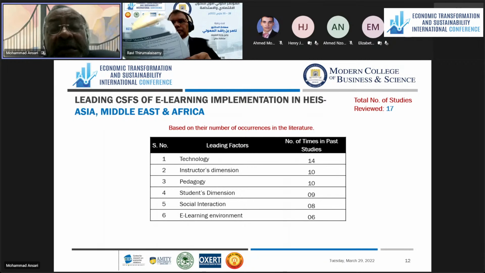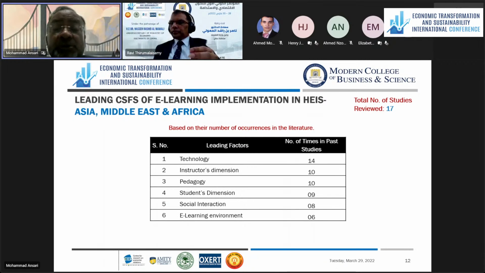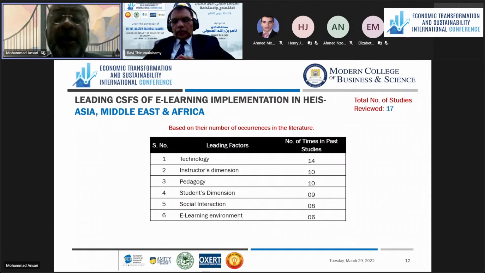Apart from that, student dimension, how a student takes the online learning, how the pedagogy is there, what the student dimensions are, and how socially we are going to accept the online learning and e-learning environment. So this remains important for the Middle East, Asia, and Africa as well.